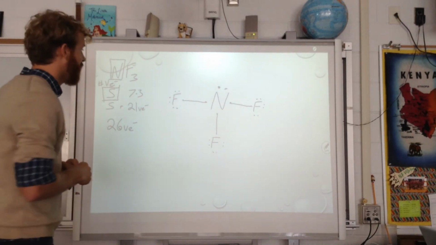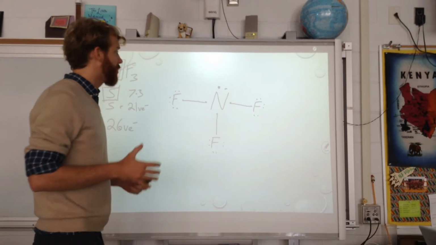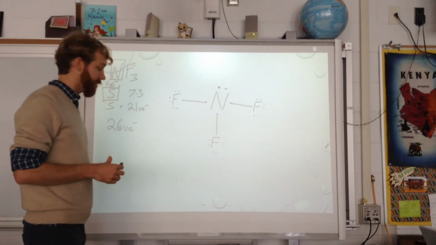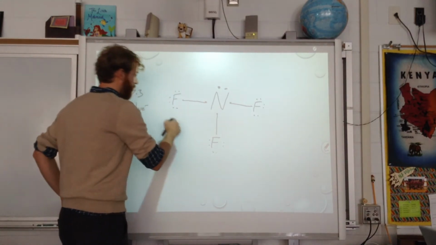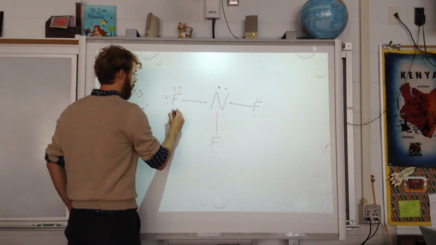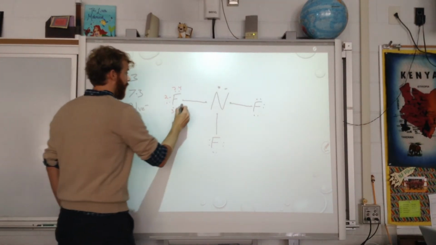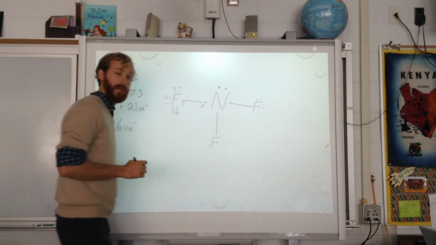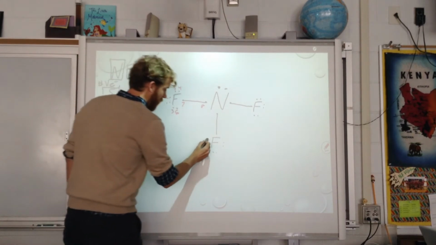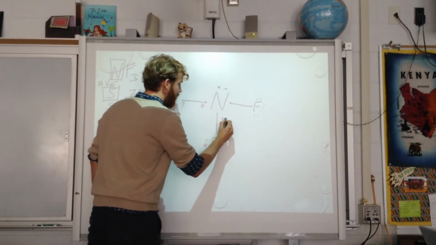Now we've got to make sure everyone's happy. And what I mean by happy is they follow the octet rule. Everyone wants to have 8 valence electrons. So let's check and make sure everyone does. This has 1, 2, 3, 4, 5, 6. Remember, bonds count as 2 because they're sharing electrons. So 7, 8. So yeah, this fluorine's happy. And this one, 1, 2, 3, 4, 5, 6, 7, 8.